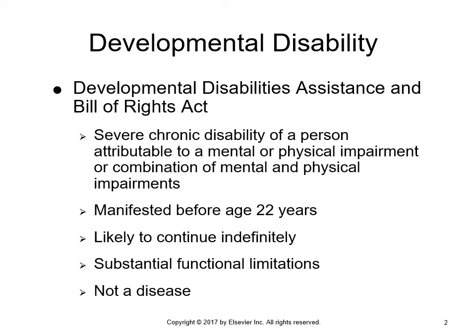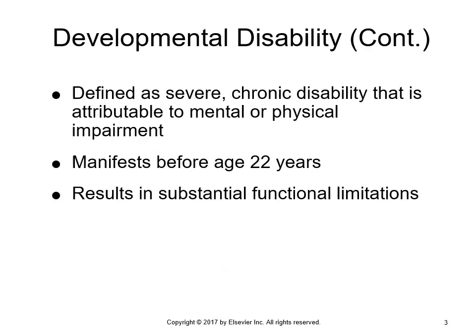A severe chronic disability of a person attributable to a mental or physical impairment or combination of mental and physical impairments, manifested before age 22, likely to continue indefinitely, with substantial functional limitations, and not a disease process. There are disabilities for that as well, but again, we're looking at developmental disabilities, a subcategory. These are defined as severe chronic disabilities attributable to mental or physical impairments, manifested before age 22, and resulting in substantial functional limitations.